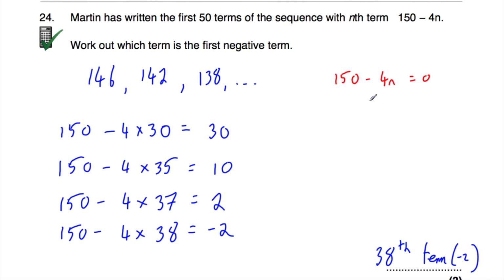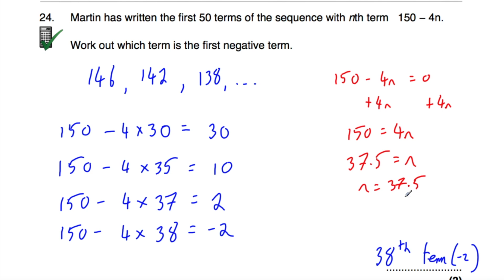So to solve this equation, I'm going to add 4n to both sides. Adding 4n to both sides just gets rid of this minus 4n. So on the left hand side, we'll be left with 150. And on the other side, we have 0 plus 4n, that's going to be 4n. Now we want to get rid of this times by 4, so let's divide both sides of the equation by 4. 150 divided by 4 is equal to 37.5. So 37.5 is equal to n. So that means that 0 would be the 37.5th term in the sequence.